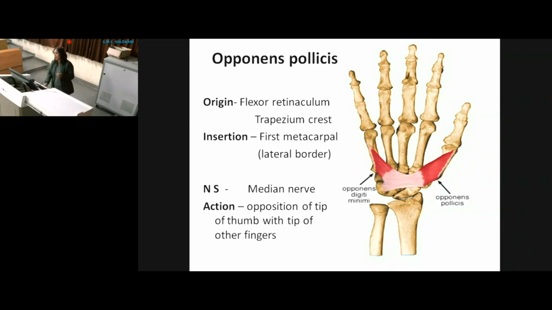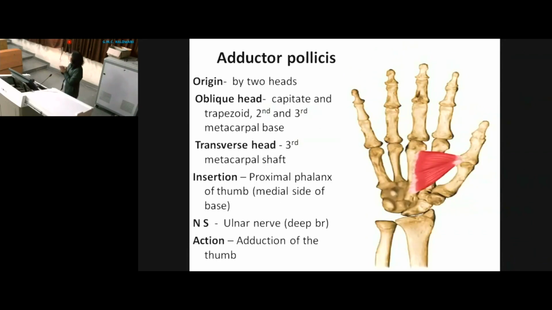Now the fourth is the adductor pollicis. Adductor pollicis has two heads, slightly separate from each other. Okay, there is a transverse head and the oblique head. So there is a different origin for these muscles. The oblique head arises from the capitate, the trapezoid, and the second and third metacarpal bases. Okay, so this is the second metacarpal, and this is the third metacarpal.